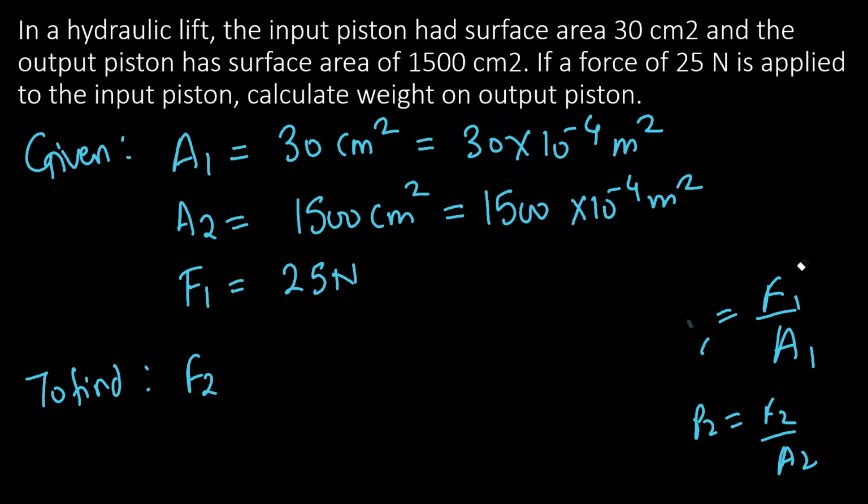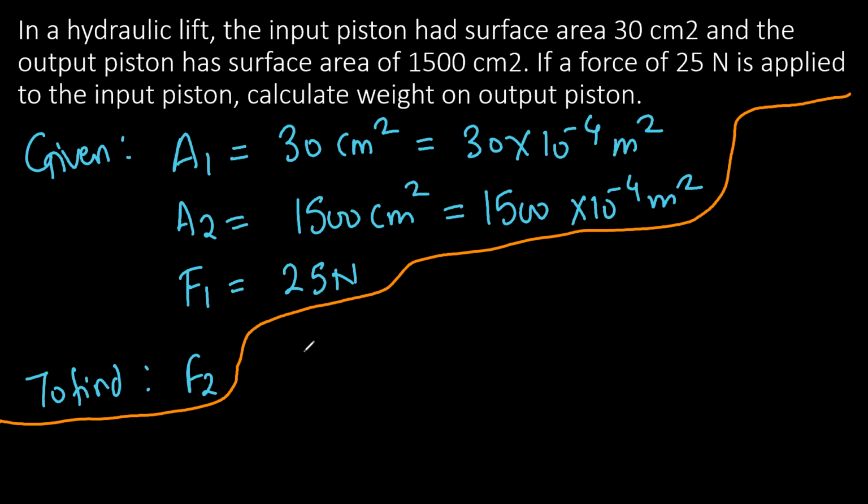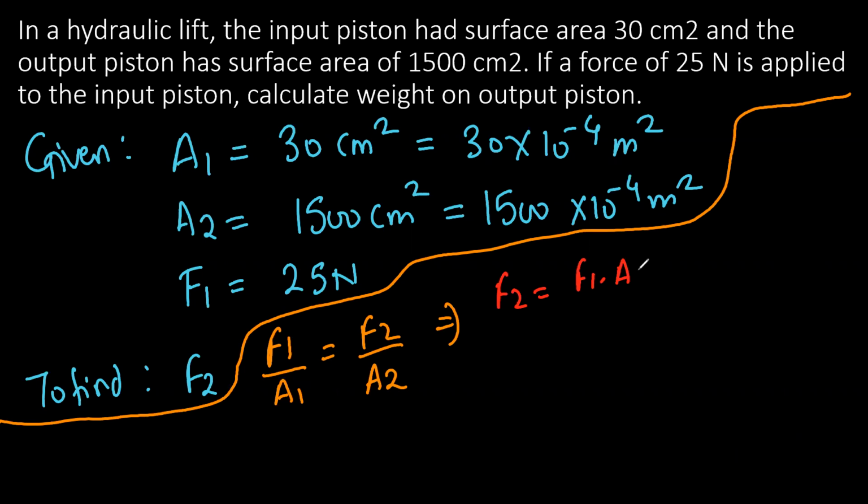So let's use this formula. Let me solve here. Which formula are we using? F1 by A1 is equal to F2 by A2. I used this formula. Okay, so what is F2? F2 is equal to F1 into A2 divided by A1.